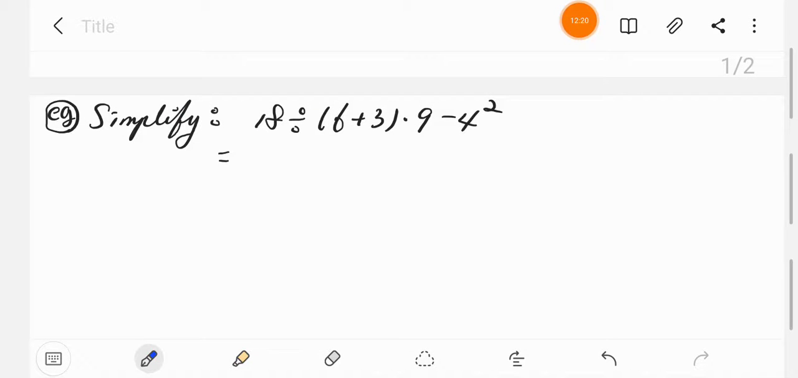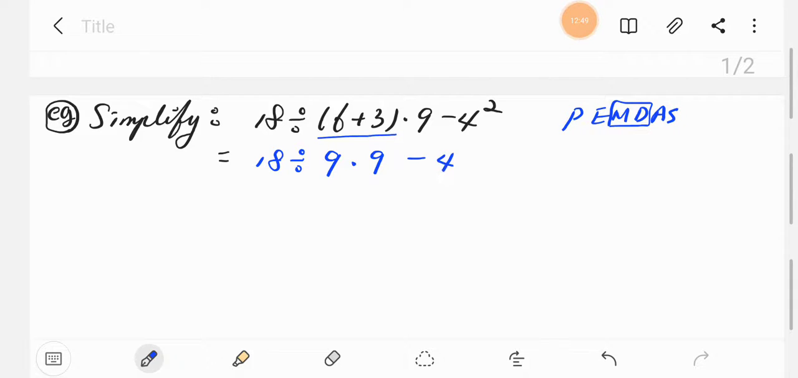Okay, let's simplify this expression. First of all, let me write PEMDAS. And then multiplication and division will be performed from left to right. Is there any parenthesis? Yes, we have a parenthesis. So simplify the parenthesis. That will be 6 plus 3, right? So that is 9. So we remove the parenthesis.